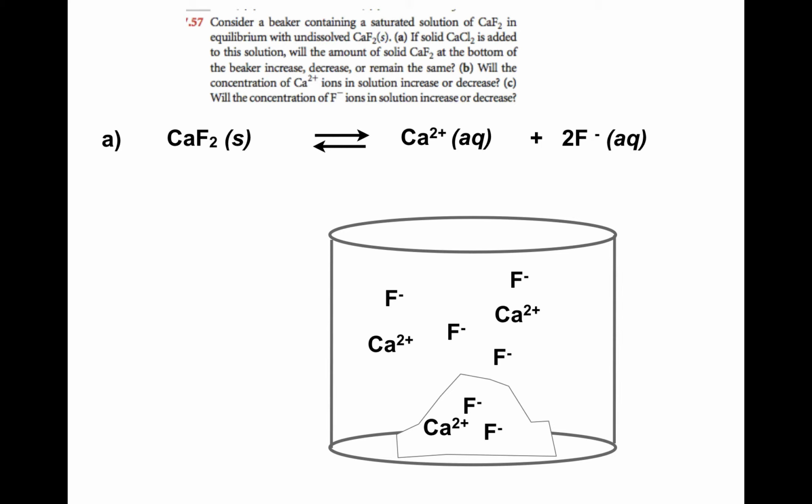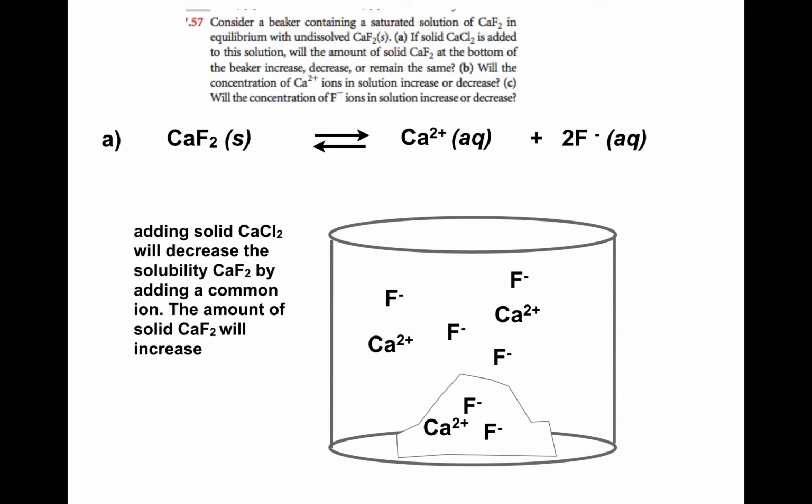Consider a beaker containing a saturated solution of calcium fluoride in equilibrium with undissolved calcium fluoride. If solid calcium chloride is added to the solution, will the amount of calcium fluoride solid at the bottom of the beaker increase, decrease, or remain the same? Well, calcium ion is a common ion here. So as I increase the concentration of the calcium ion, I'm going to shift the equilibrium back towards the solid and increase the solid and decrease the fluoride concentration.